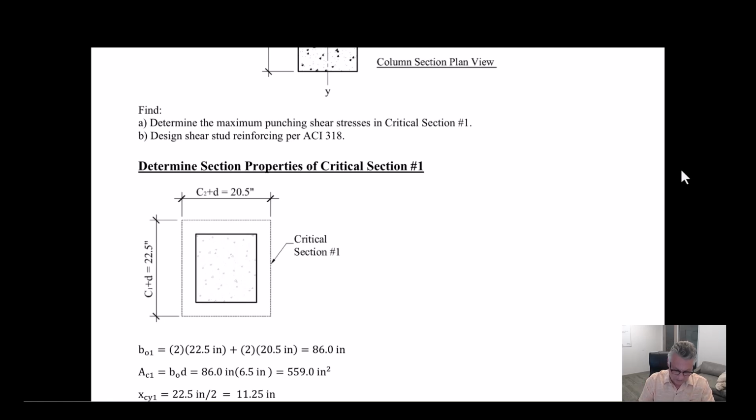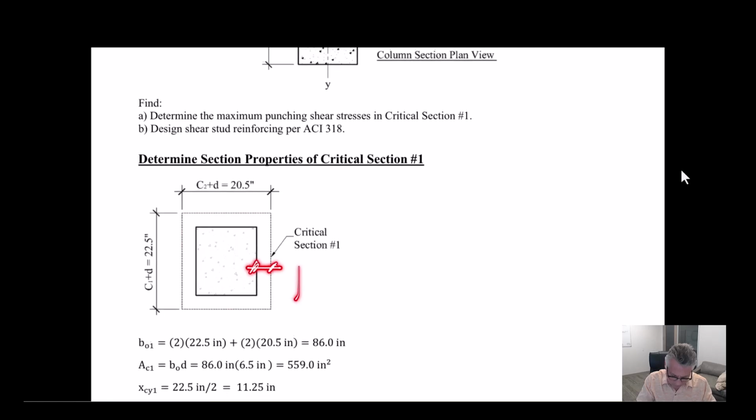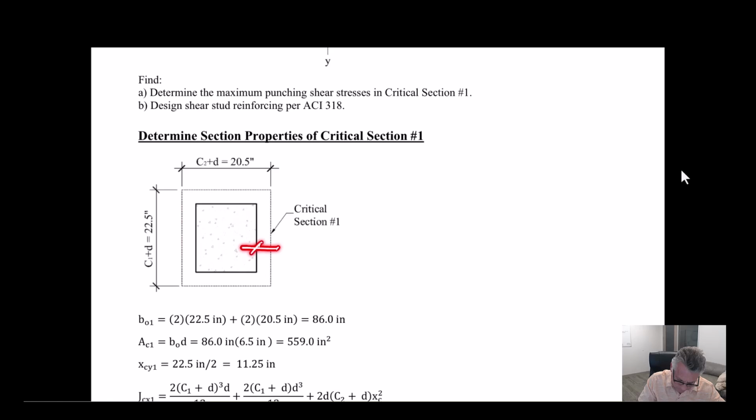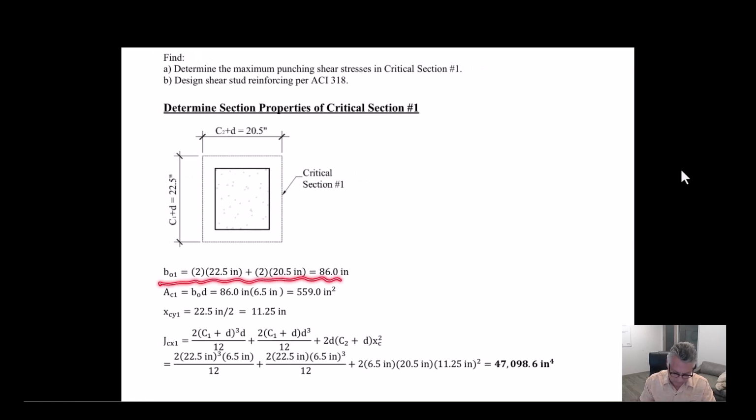Okay. The critical section, if you recall, is the column dimension with d over 2 off of each edge. So this dimension is the c2 dimension plus d. This dimension is the c1 dimension plus d. Calculate the perimeter dimension. Calculate the area by multiplying the perimeter by the depth. And for an 8-inch slab, we're using a d of 6.5 inches, and an x value of 11.25.